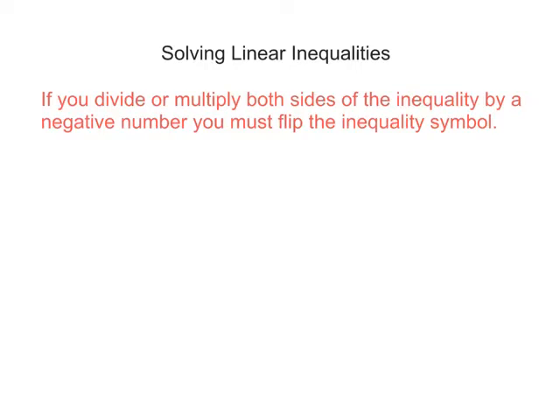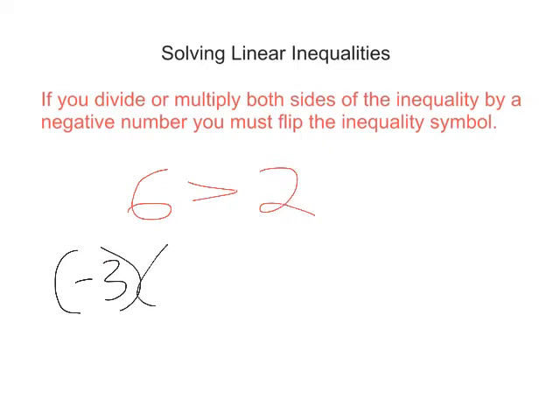Let me give you a little example just with some numbers rather than using variables. If we had the inequality 6 is greater than 2, we'll say. If I wanted to multiply both sides of that inequality by a negative number, and let's just say for the sake of this problem that I'm going to multiply by negative 3. Okay, so that's going to be negative 3 times the 6, and then negative 3 times 2.